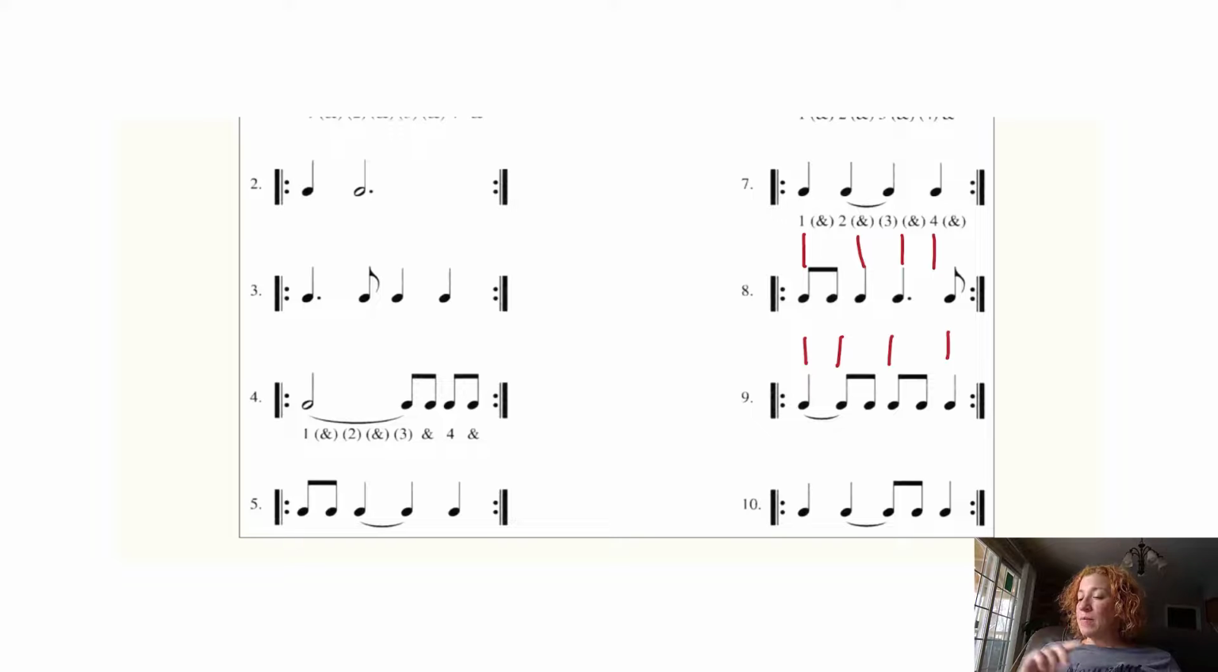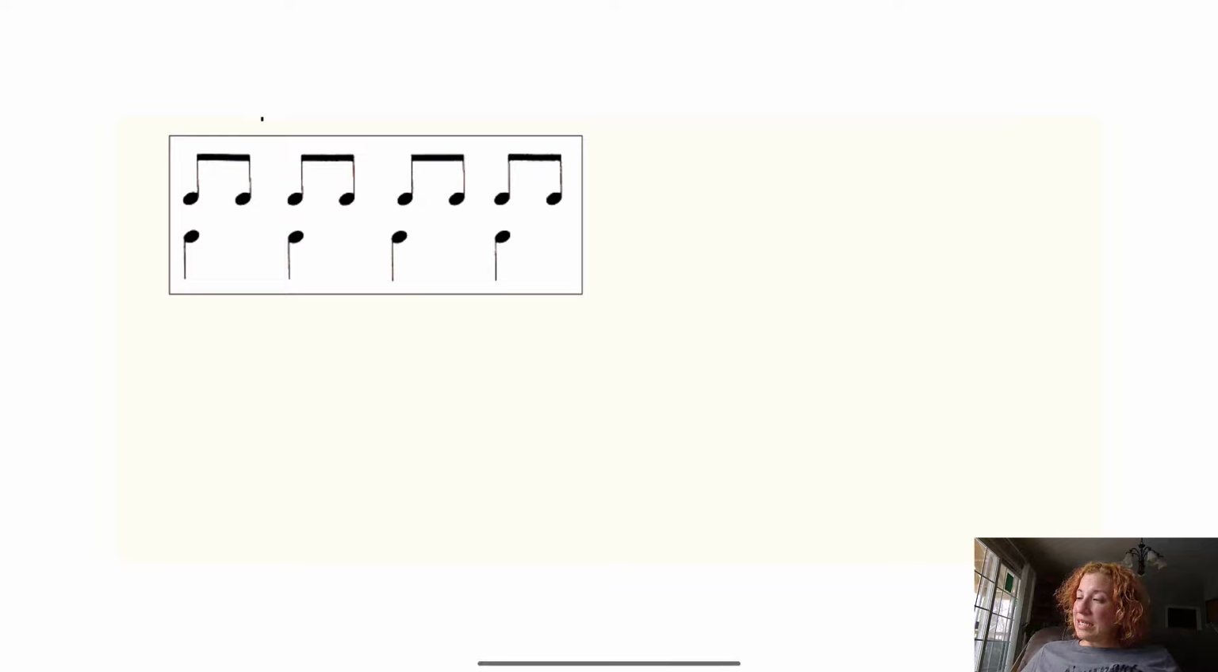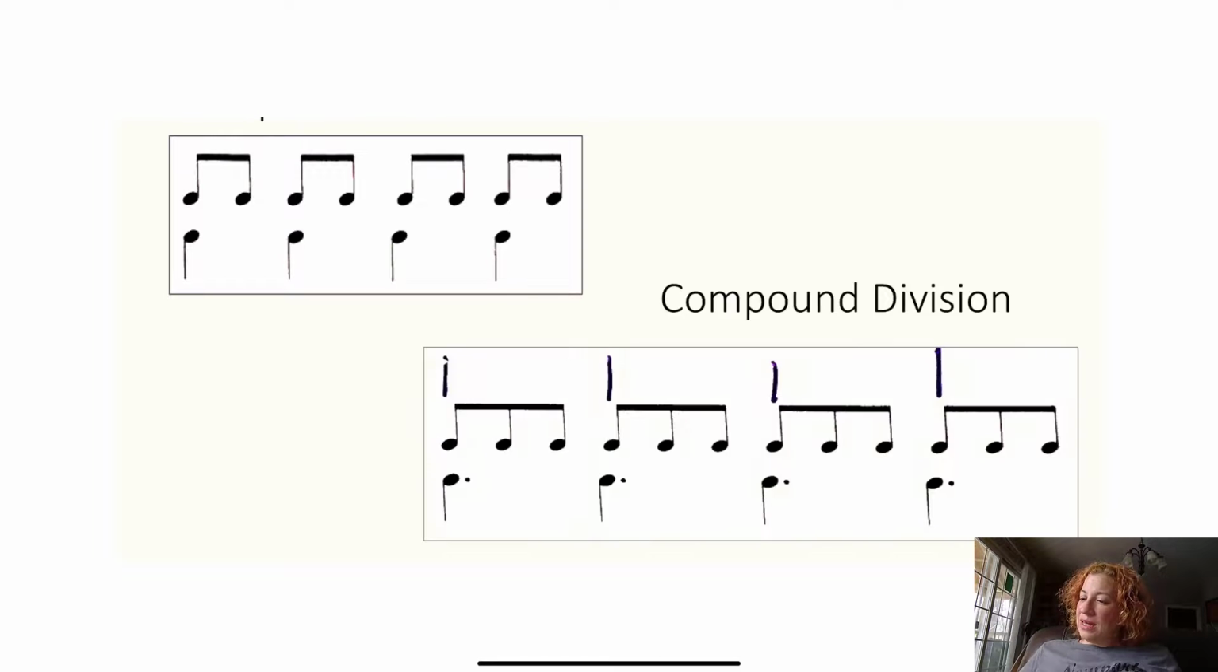Okay? And of course, this is all simple division of the beat. These examples right here. So, simple division of the beat. We're dividing the beat into multiples of 2. But we listened to a song where clearly the beat was divided into multiples of 3, right? And so we talked a little bit about that. If the beat is divided into 3, we're going to be using some dots, right?